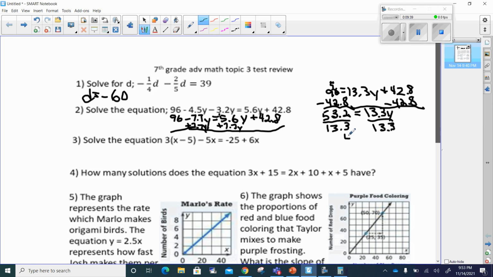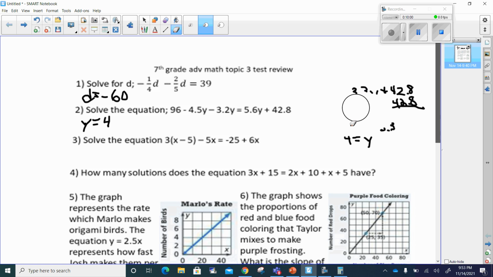So now I have 4 equals, well, remember, 13.3 over 13.3 is 1. So now I have 1y left over. So my answer to this problem is y equals 4. All right, let's go ahead and get to number 3.